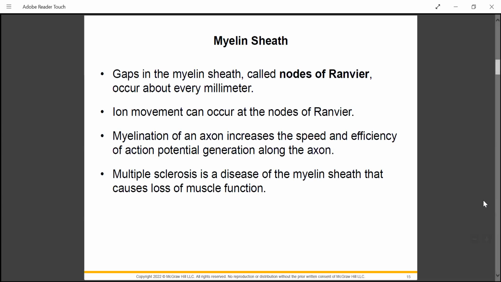So one example of a disease that affects our myelin sheath is multiple sclerosis, or many times you'll just hear it termed MS. It attacks our myelin sheath, which makes our neurons much less efficient. So that can cause loss of muscle function and really loss of any function that is affected by myelinated nerve.